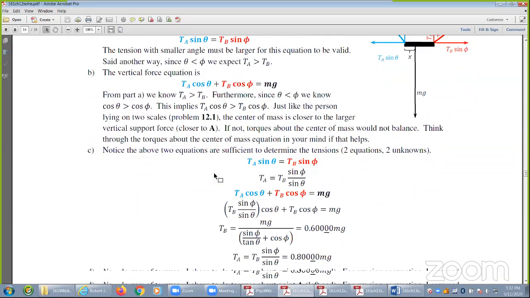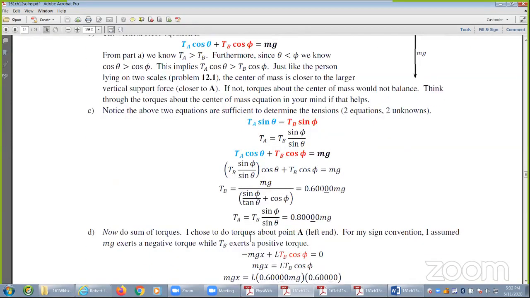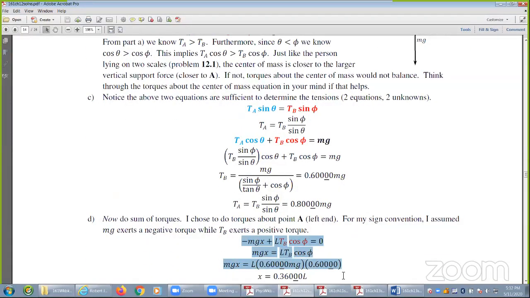And then did I do sum of torques ever? Oh, look at this one. Now I did sum of torques here somewhere. So somewhere eventually I did sum of torques and it works out. So the strategy there is pretty basic. And I'm going to let you work that one out on your own if you want.